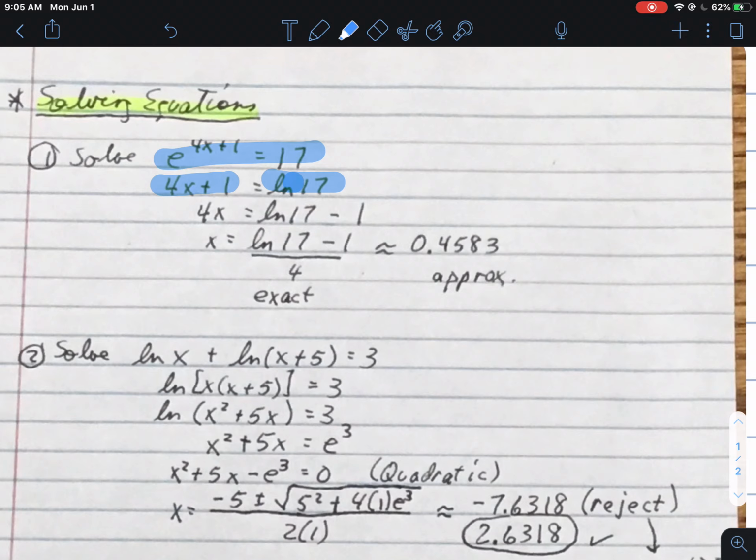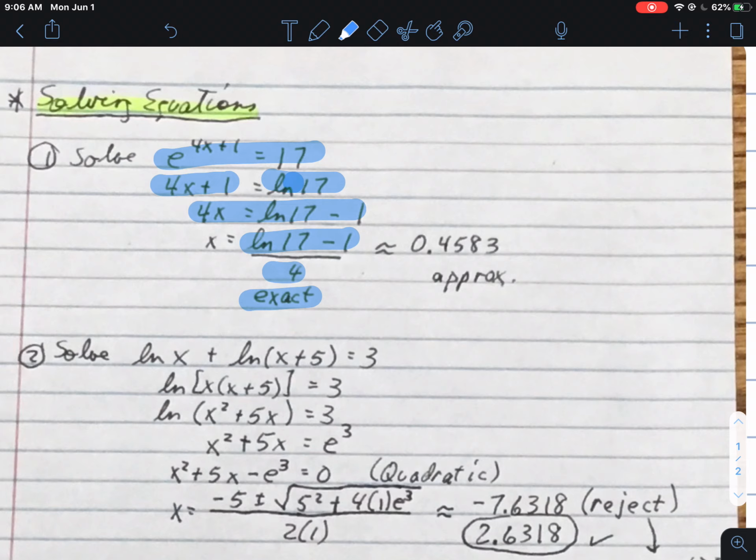So 4x plus 1 equals natural log of 17. I can subtract 1, divide by 4, and now I've got x equals natural log of 17 minus 1, all over 4. And that would be the exact solution to this equation. We're always going to keep in mind this as well: do I need to find an exact solution versus an approximate solution? And so typically, if we're just solving an equation, we're usually interested in exact solutions as much as possible.